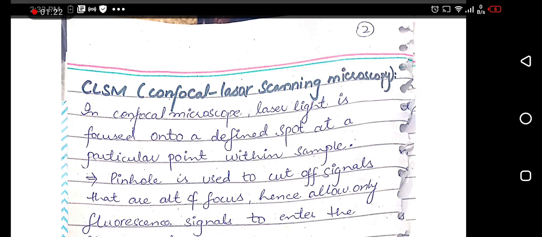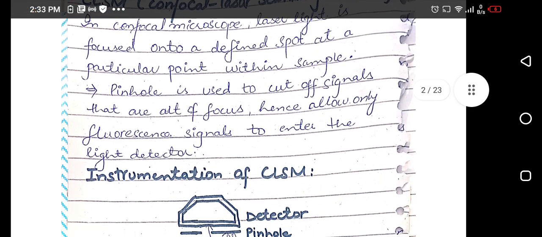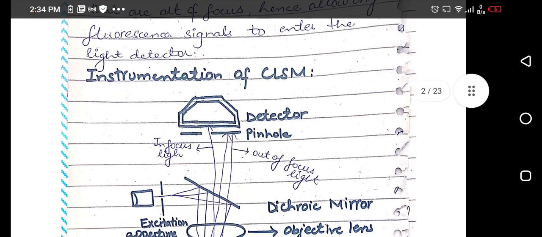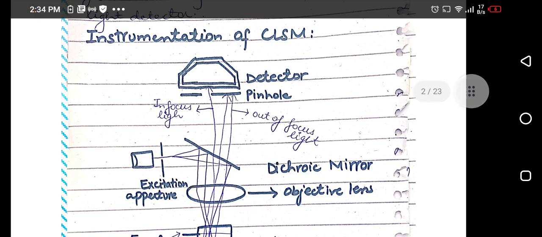Confocal laser scanning microscopy. In confocal laser scanning microscopy, laser light is focused onto a defined spot at a particular point within the sample. A pinhole is used to cut off signals that are out of focus, hence allowing only fluorescent signals to enter the light detector. This is the instrumentation of confocal laser scanning microscopy.